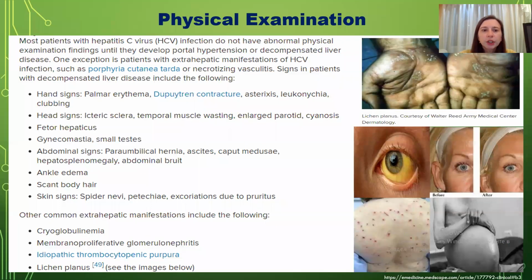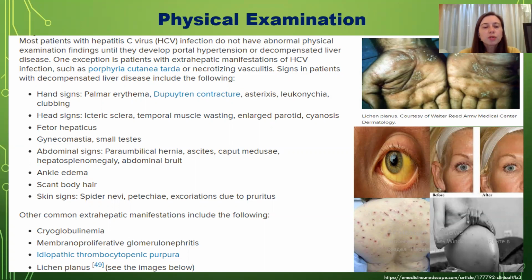And clinical examination. Most patients with hepatitis C virus infection do not have abnormal physical examination findings until the development of portal hypertension or decompensated liver disease. One exception is patients with extrahepatic manifestations of HCV infection, such as porphyria cutanea tarda or necrotizing vasculitis.